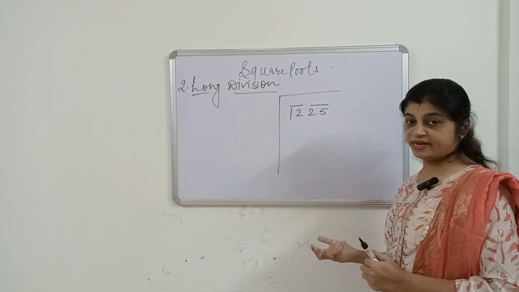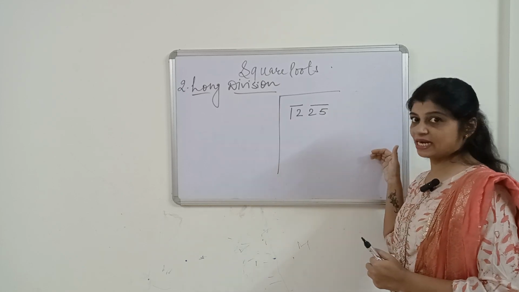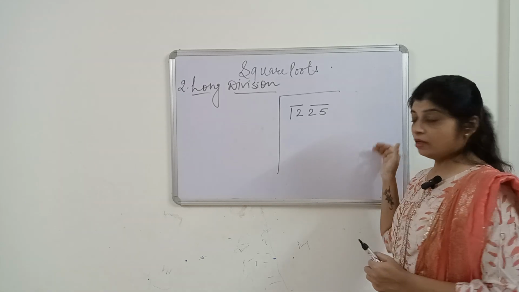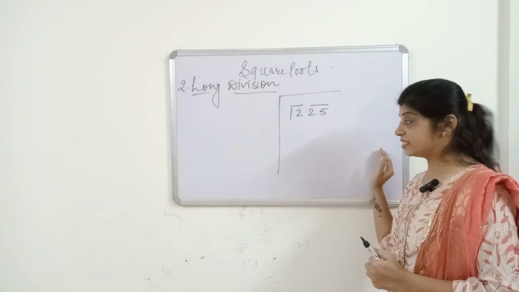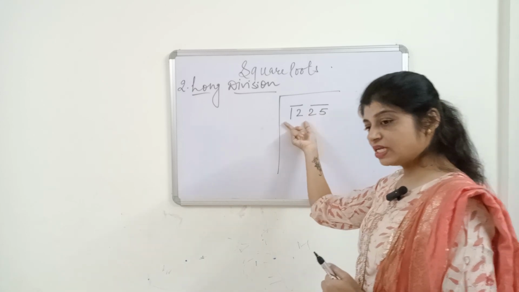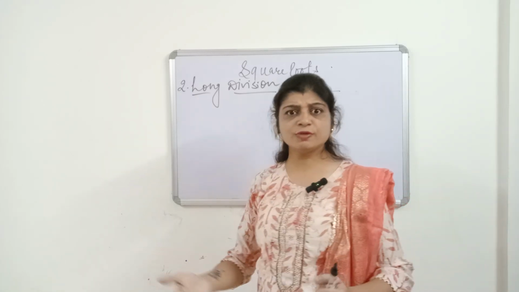Once you group them in pairs, you have to start from left to right now for calculating. Grouping should be from right to left, but calculation should be from left to right. Now I have 12 with me. So first I'll check whether 12 is a perfect square or not. No, 12 is not a perfect square.